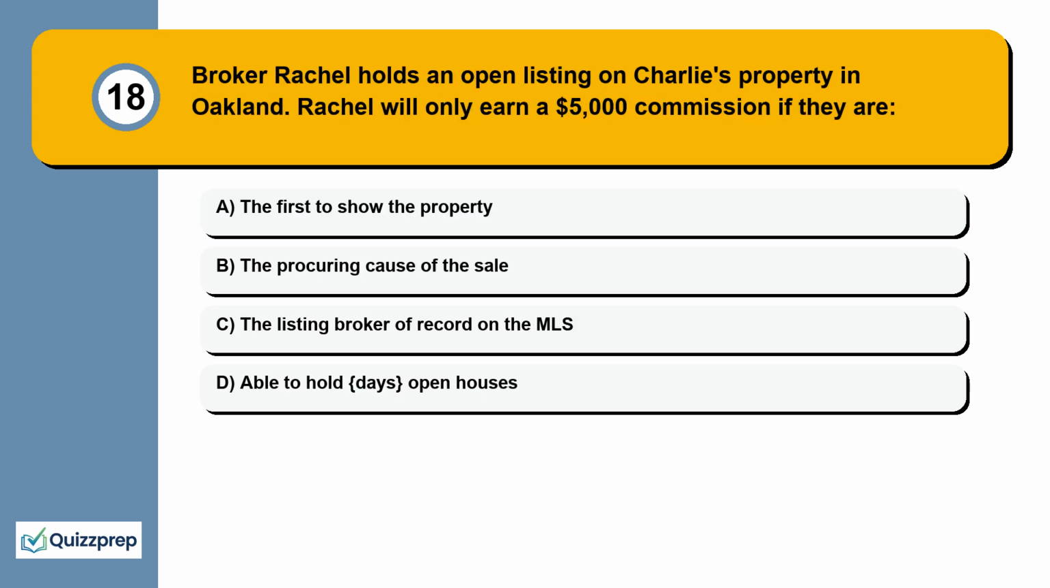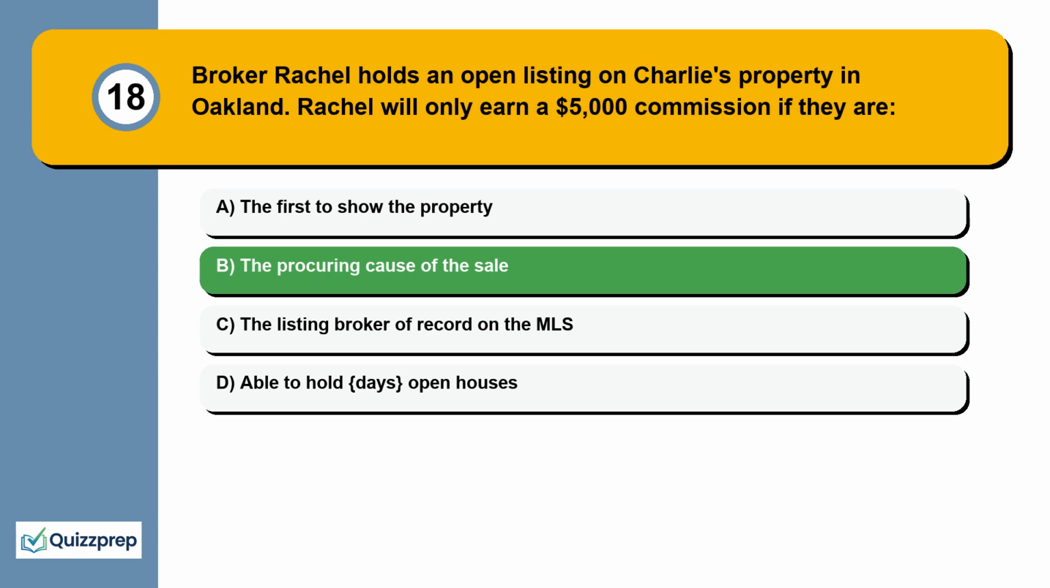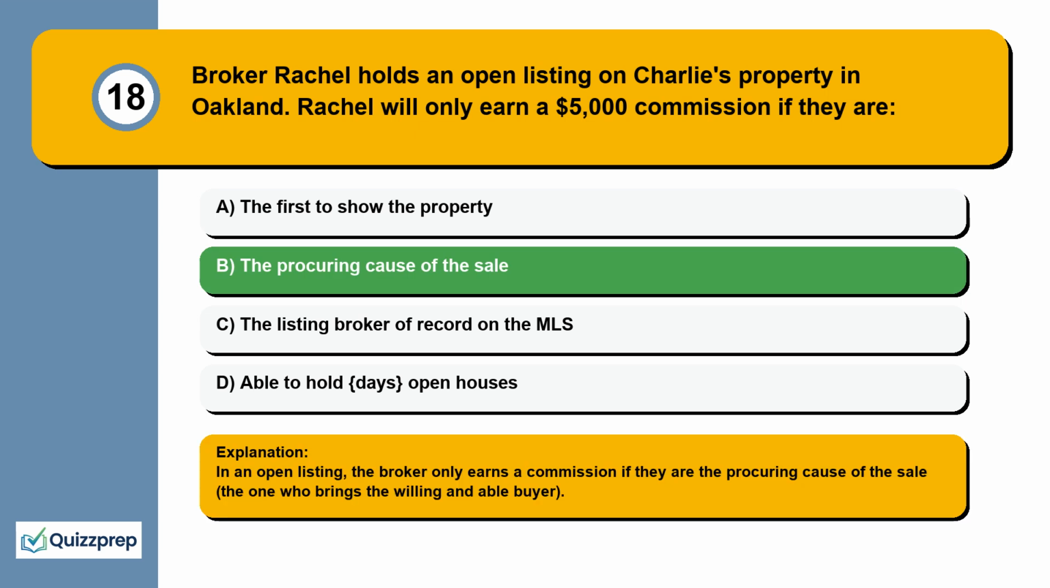Question 18. Broker Rachel holds an open listing on Charlie's property in Oakland. Rachel will only earn a $5,000 commission if they are the first to show the property, the procuring cause of the sale, the listing broker of record on the MLS, able to hold open houses. In an open listing, the broker only earns a commission if they are the procuring cause of the sale, the one who brings the willing and able buyer.